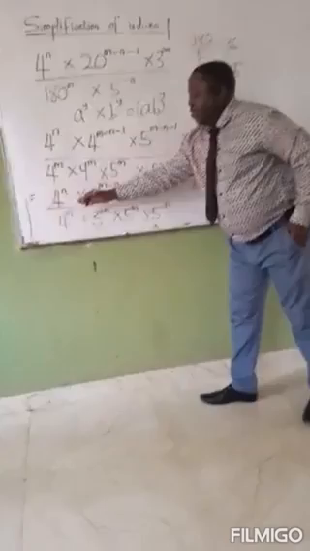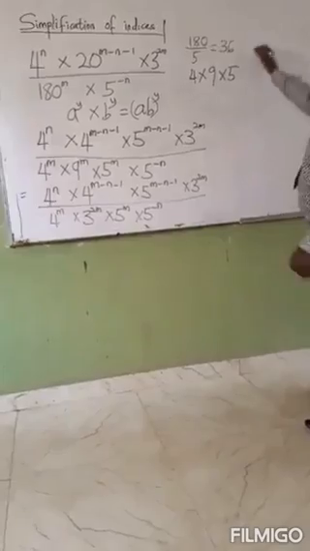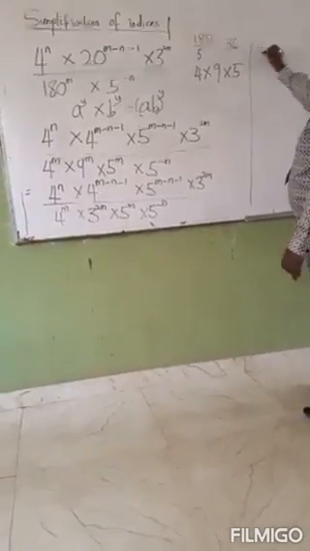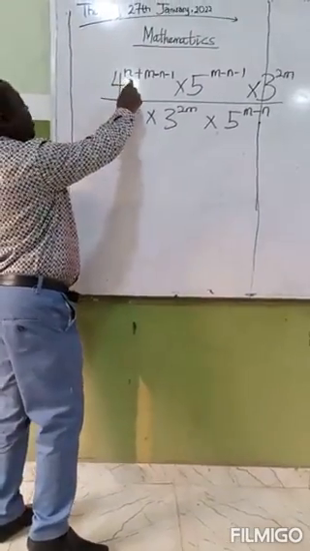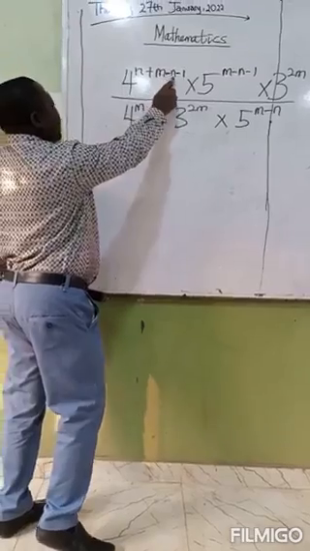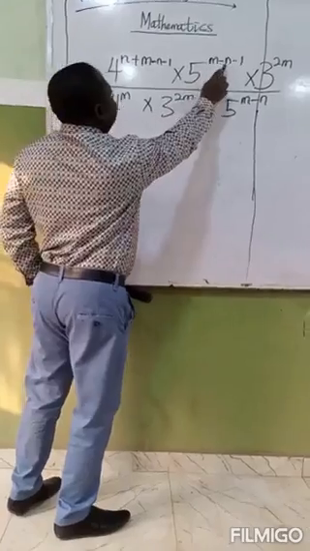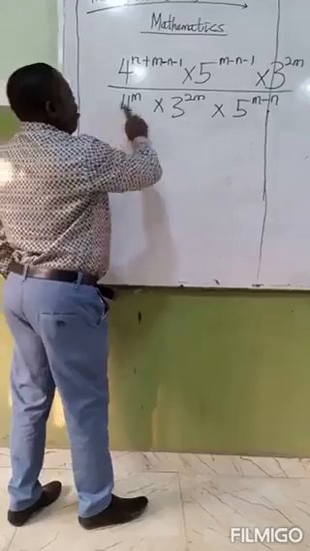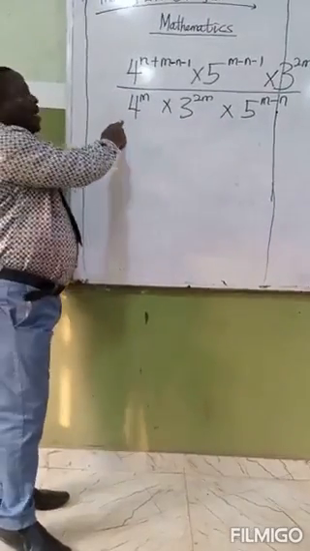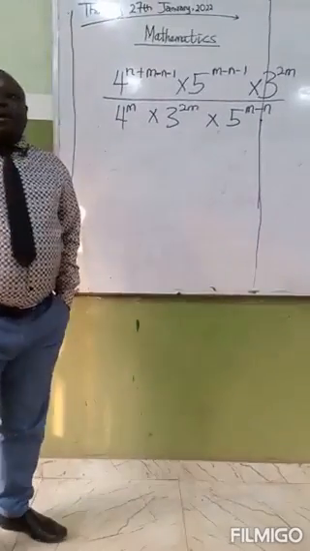Then from here, we want to apply the law of indices for the common bases. So this can then be written as 4 raised to power n plus m minus n minus 1 times 5 raised to power m minus n minus 1 times 3 raised to power 2n all over 4 raised to power m times 3 raised to power 2m times 5 raised to power m minus n.